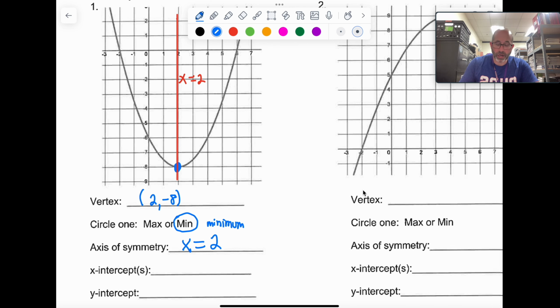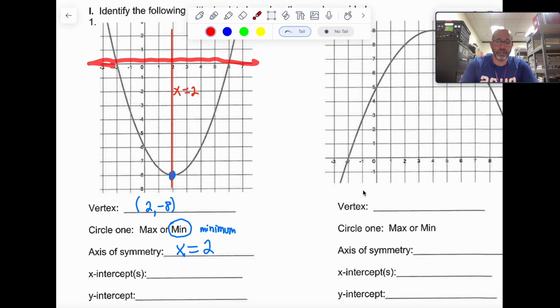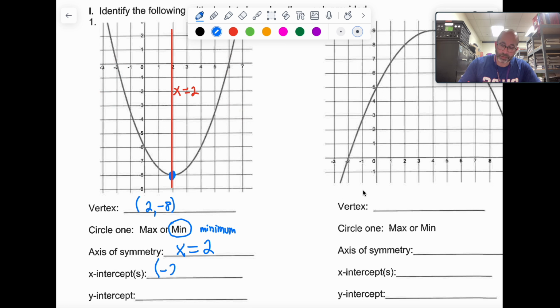Let's continue on here. Our x-intercepts are those points where my graph hits the x-axis. That's why it's called an x-intercept. My x-axis is this line right here, and if we look at our curve where it runs into it, we can see it runs into it right at this spot here and right at this spot right here. The point on the left side is a coordinate at negative 2, 0. And the point over here is at positive 6, 0. So those are your two coordinates: the one on the left is negative 2, 0, and the one on the right is 6, 0.